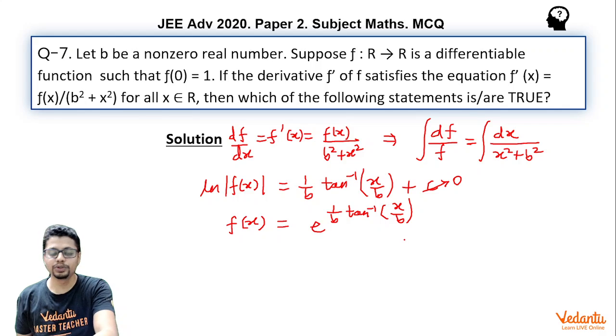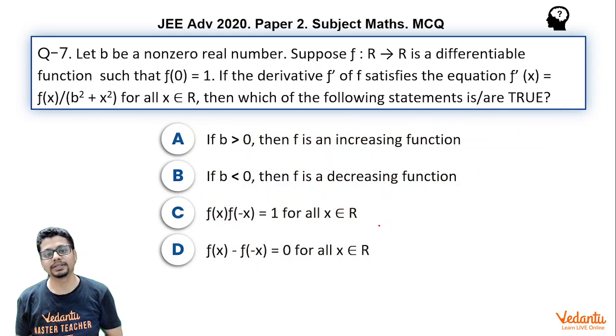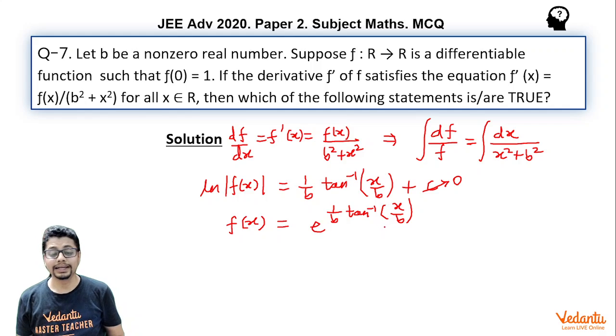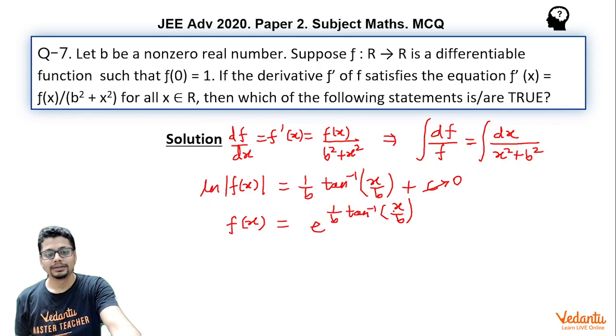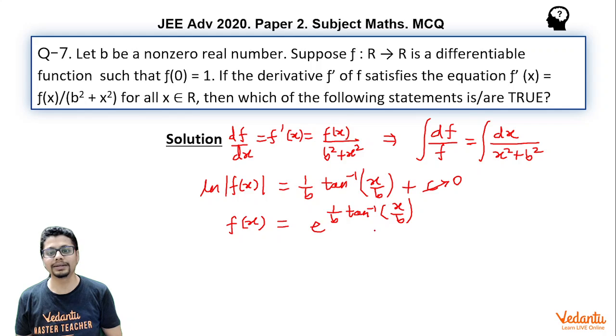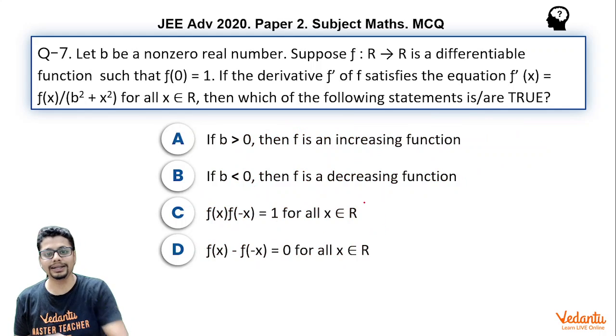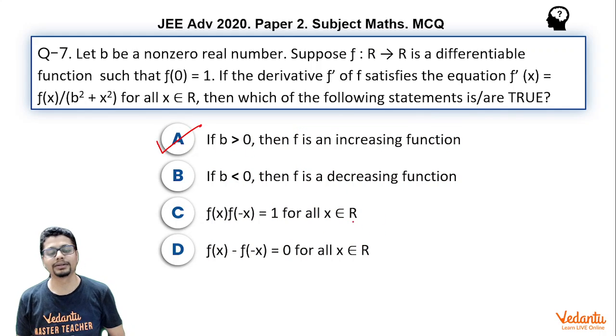Now let's explore the options. A option says if b is greater than 0, then f is an increasing function. Indeed. Why? Because as x increases, tan inverse x by b would also increase, so would 1 by b tan inverse x by b, and so would e to the power 1 by b tan inverse x by b. So that essentially means A is correct.